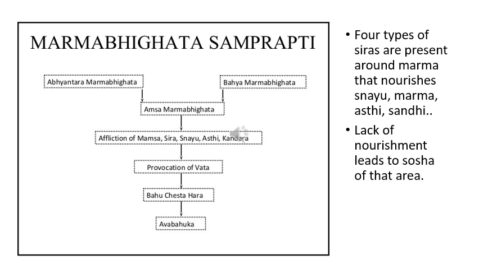And in the context of Marma, it is explained that there are 4 types of siras present around the Marma Pradesha that nourish the Snayu, Asthi, Sandhi and Marma as a whole. Any lack of nourishment or obstruction of these siras leads to Shosha of that area. So this can be considered as a Marmabhighataja Samprapti of Apabahuka.